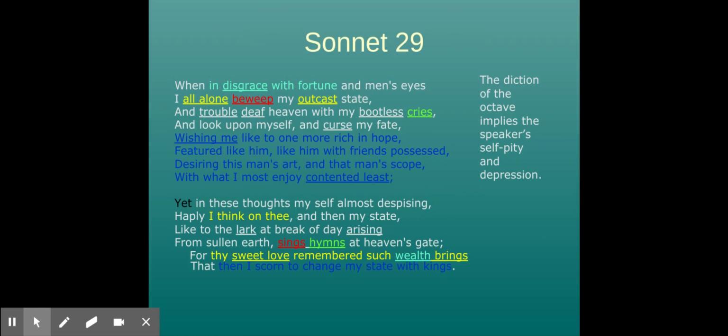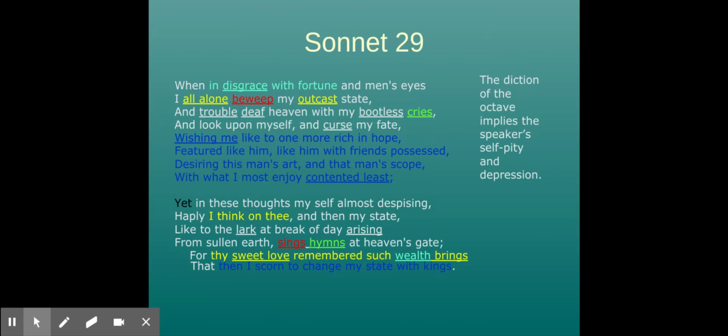Bootless cries. That can be taken in a couple of different ways. One, as in he's so out of money, he does not even have shoes to put on his feet. And bootless, as in they're weak cries. We think like boots on the ground, you think about the military, that type of thing. Bootless would mean that it's just not very effective. He's pretty pathetic here.